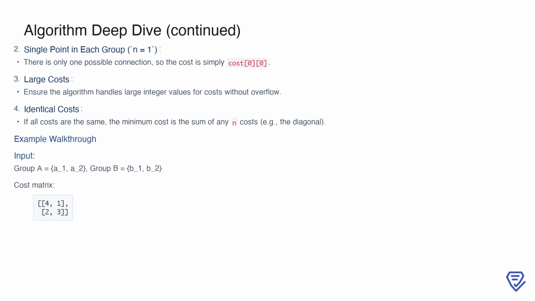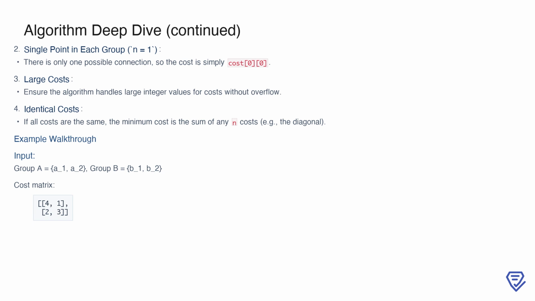For scenarios involving very large costs, the algorithm must handle these values without encountering overflow errors. This is typically not an issue in most modern programming languages, but it's worth verifying. Another interesting case arises when all costs in the matrix are identical. In such cases, the minimum cost is the sum of any n costs, such as the diagonal of the matrix. These observations help ensure that the algorithm is robust under various conditions.